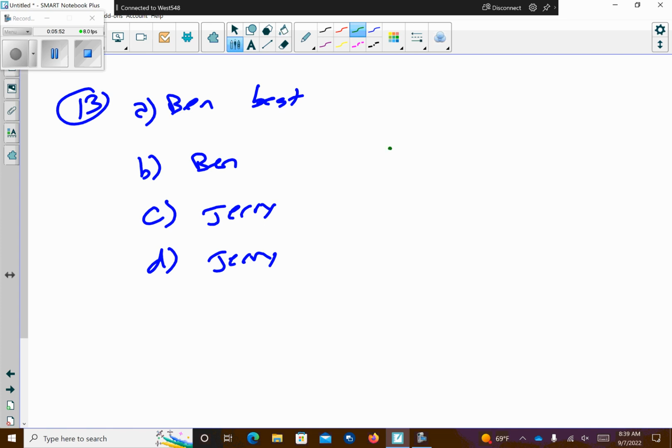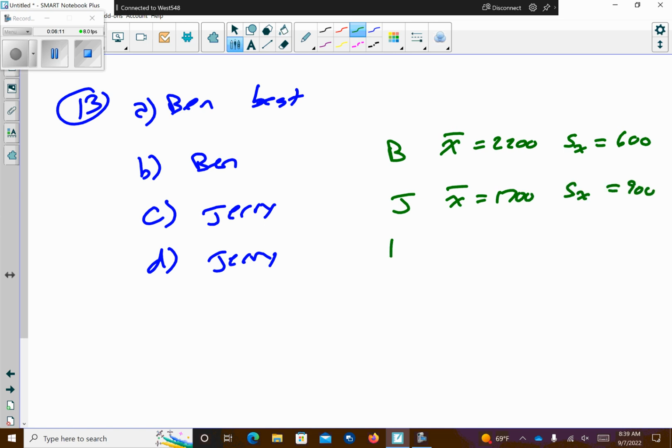So Ben has a mean of 2,200 and a standard deviation of 600. Okay? Jerry has a mean of 1,700 and a standard deviation of 900. And then Thomas has a mean of 1,700 and a standard deviation of 700. Okay, so this is how you kind of have to look at it.